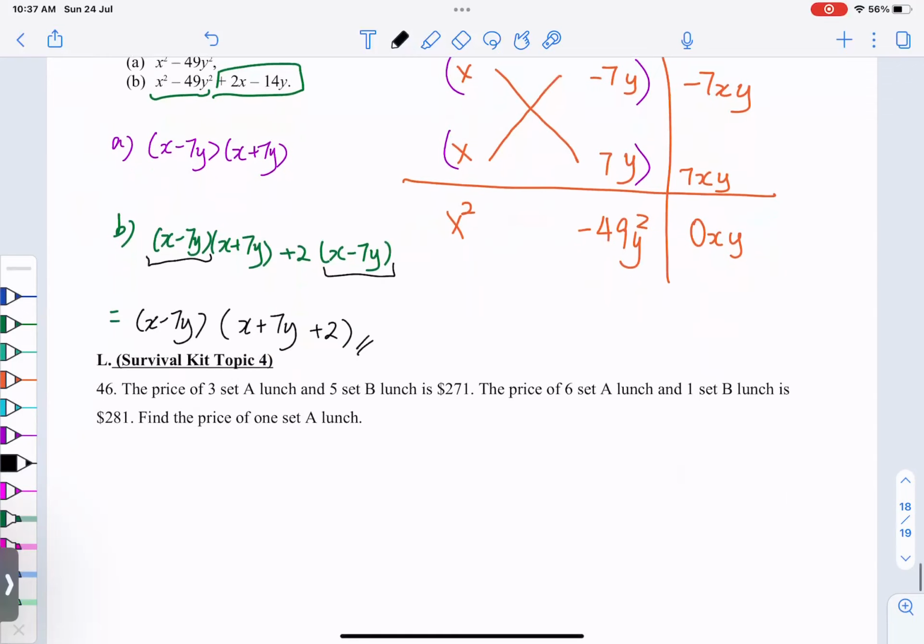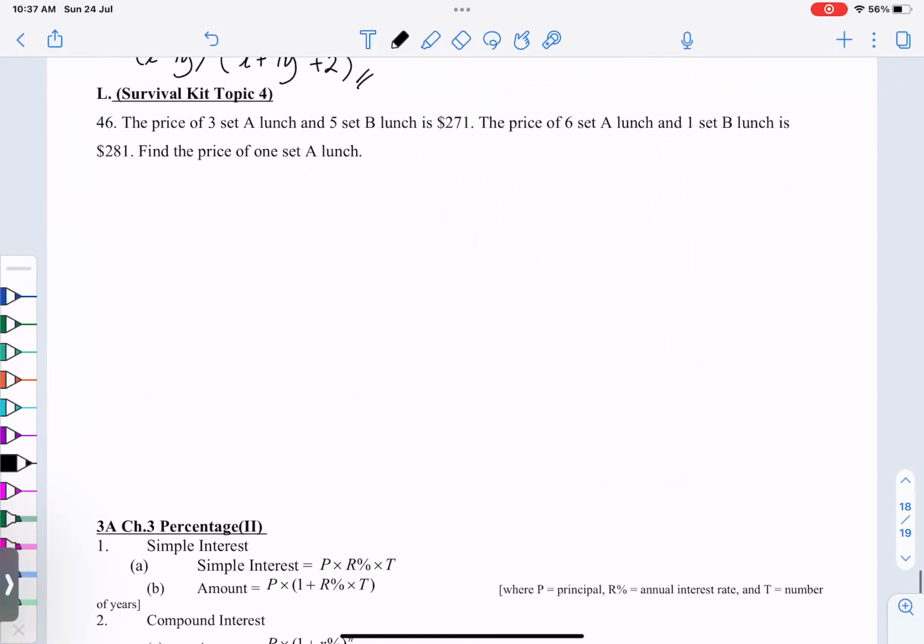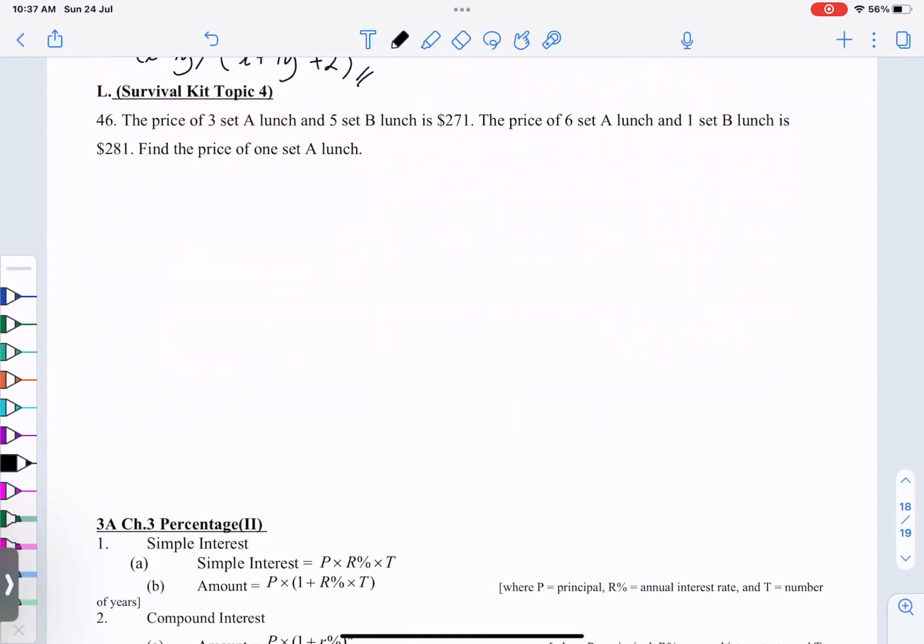Cool? Yes. So let's also move to topic 4 because it's just one question here. It's about simultaneous equations. Simultaneous means something that's happening at the same time. So what you have to do for this topic is translate a lot of English into maths language. So let's get started. 3A and 5B is this much dollar. 6A and 1B is this much dollar. And you have to find the price of A.